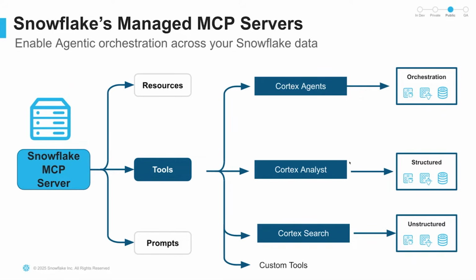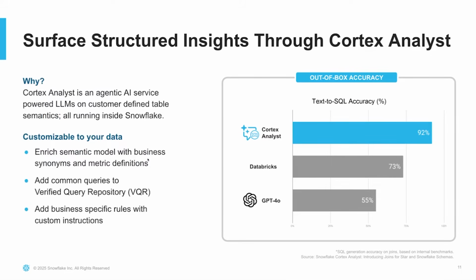So those are the pieces that you can define as tools. These can be discovered through the Snowflake MCP server. These can be invoked through the MCP server. And on the left side, which you don't see on the slide, is the MCP host and the MCP client invoking these tools through the MCP server.